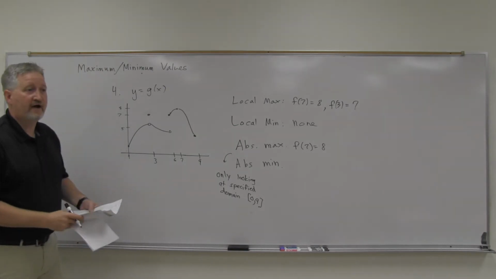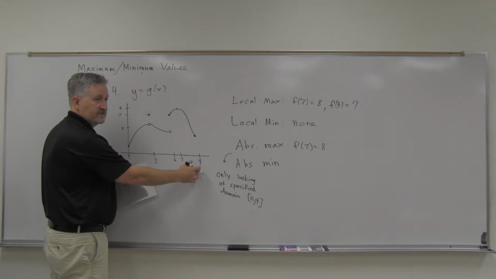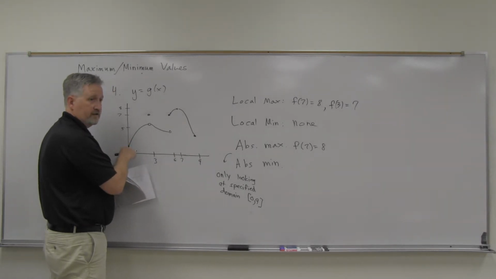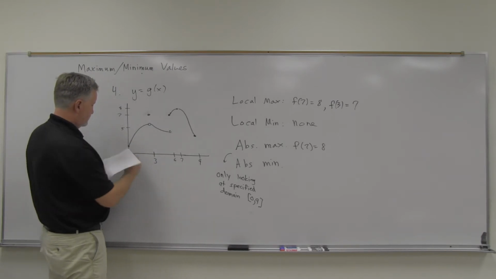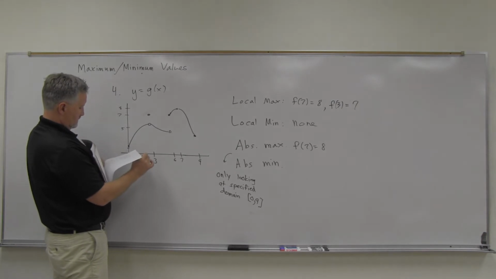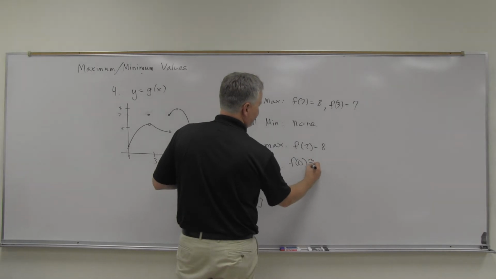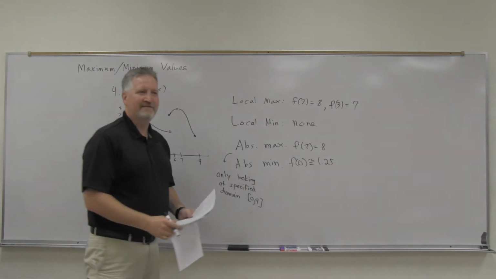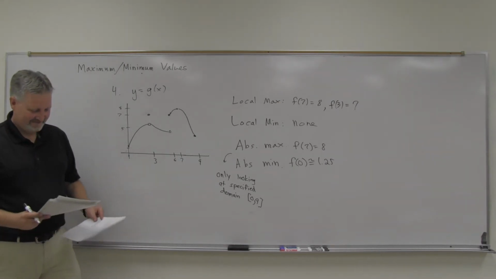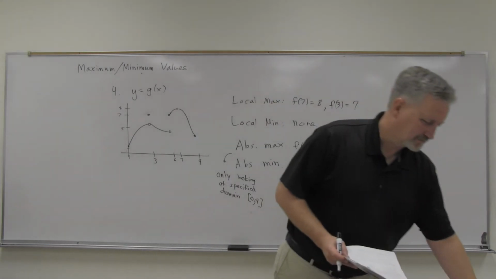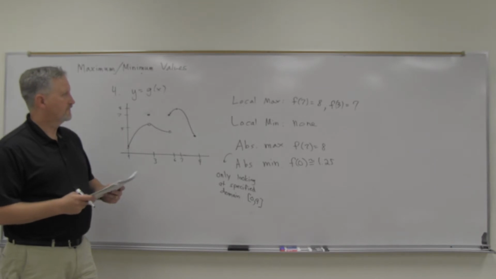And then the absolute min, do I have an absolute minimum? Yeah. On this domain, what's the absolute lowest point? Right here, isn't it? There's not anything lower than that. So f of 0, that looks like it's about, call it 1 1/4. That's my approximation. It may be slightly different than that, but it looks to be about 1 1/4. Is that okay? Any questions on that?